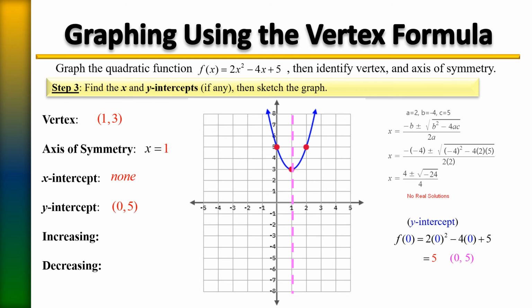Lastly, let's find the intervals of increase and decrease. So where on this graph is it increasing? In other words, moving from left to right in an upward motion. If you said from 1 to positive infinity, then you're absolutely correct. That is the interval in which it is increasing. And how about decreasing? Yes, from negative infinity to 1. And there you have it. Graphing a quadratic function using the vertex formula.